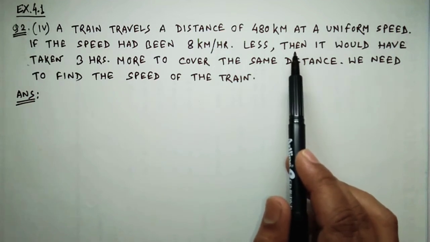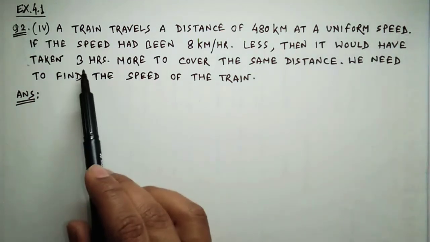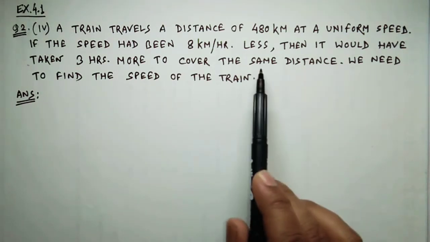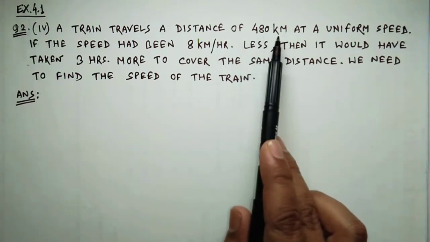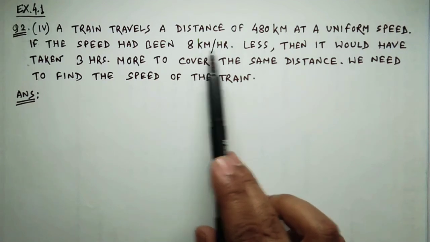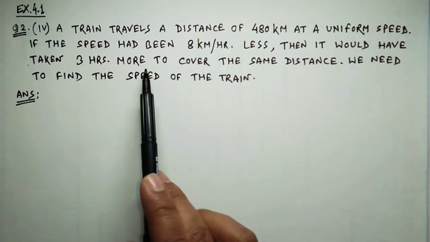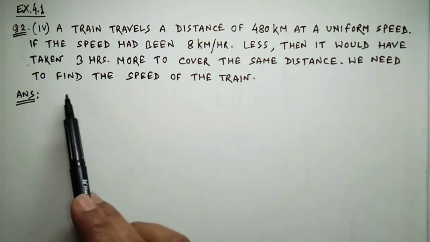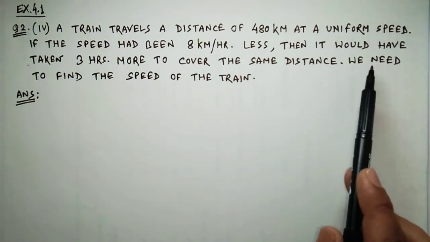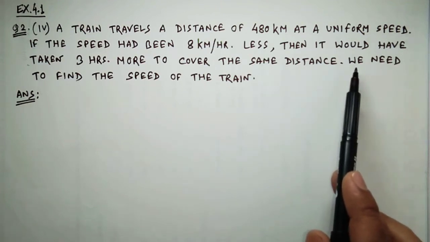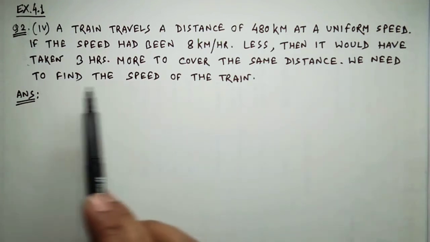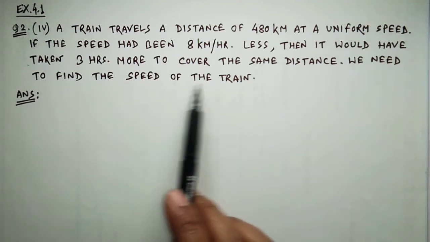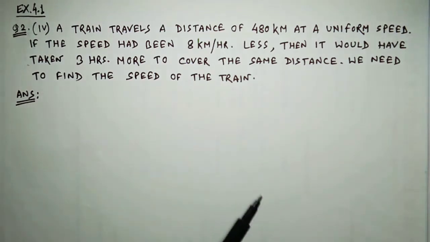See what is given. Then it would have taken 3 hours more to cover the same distance, the same 480 kilometers. Since the speed is less, it will take 3 hours more. The question is, we need to find the speed of the train. So we have to form a quadratic equation which gives the required speed, the original speed of the train.